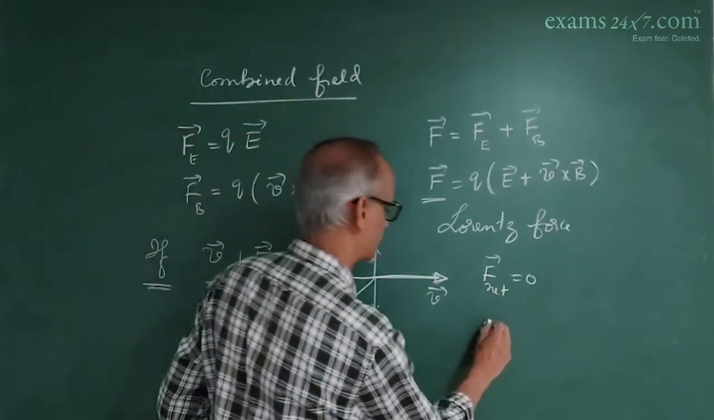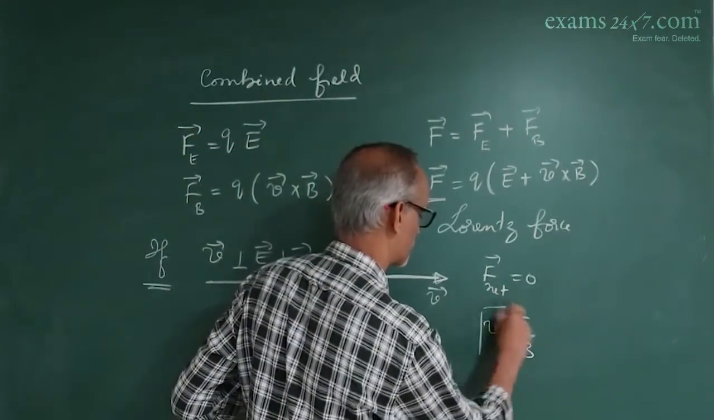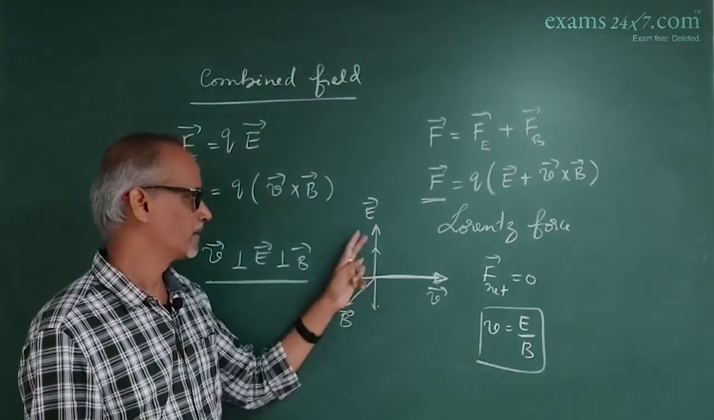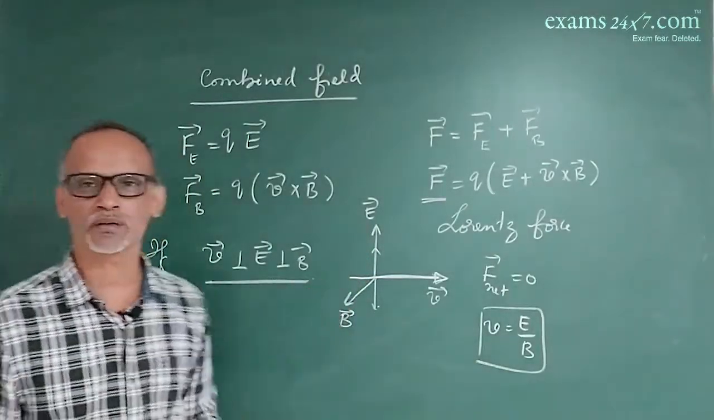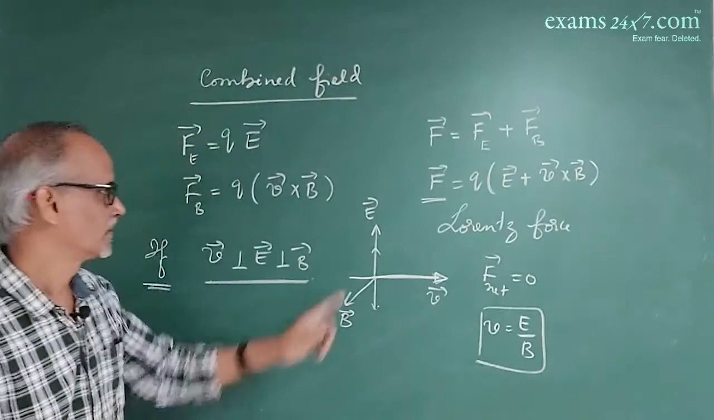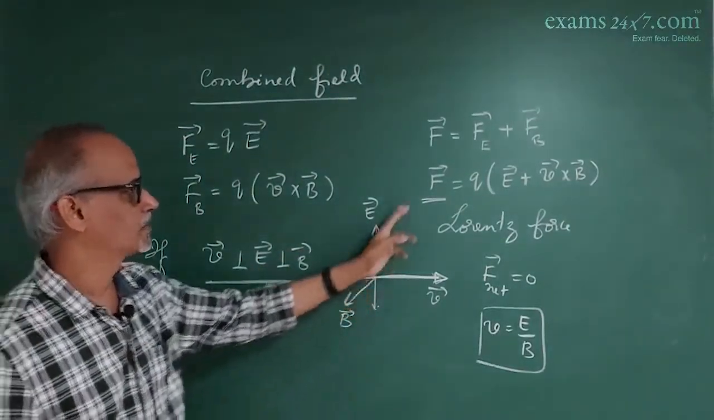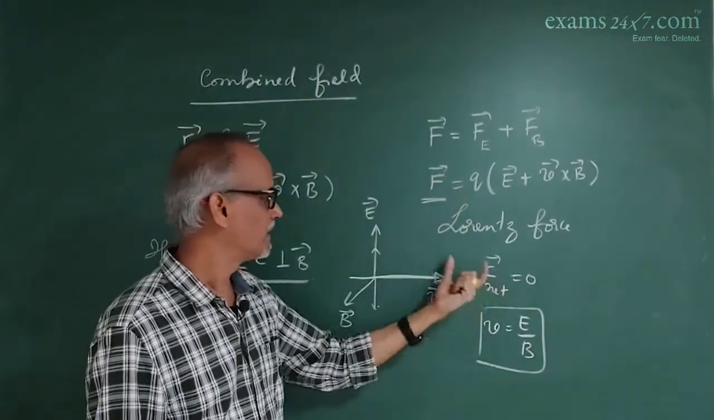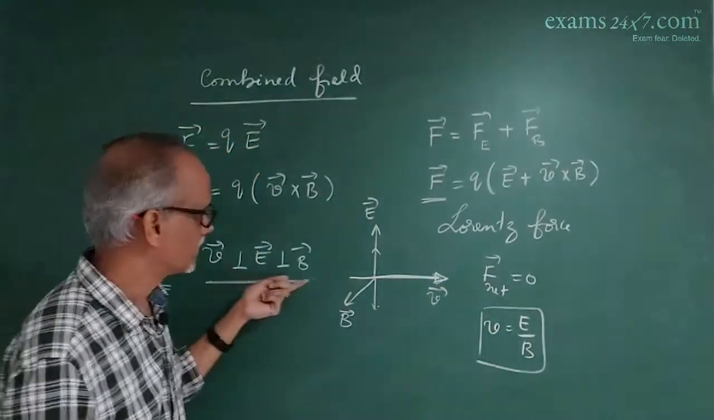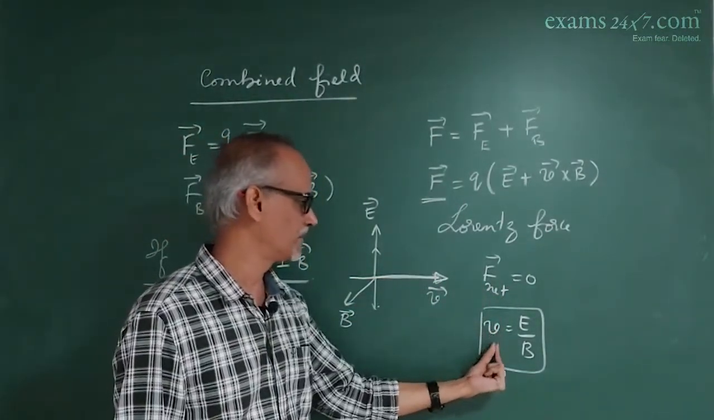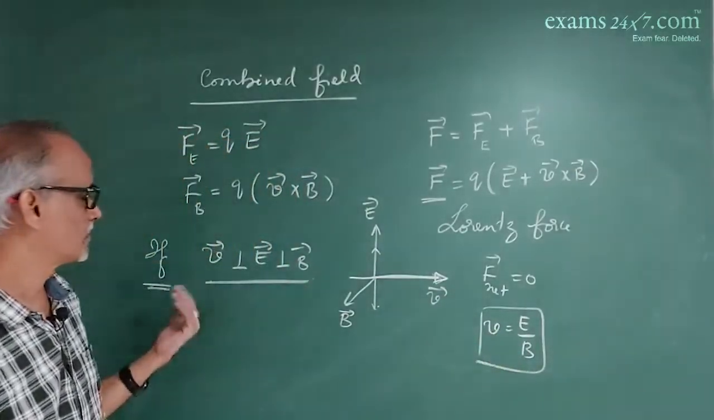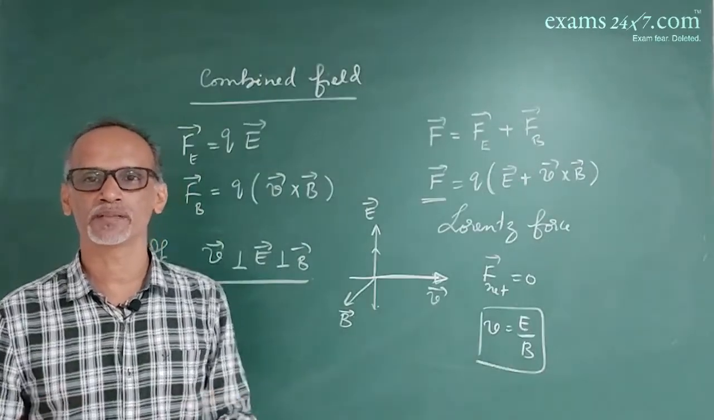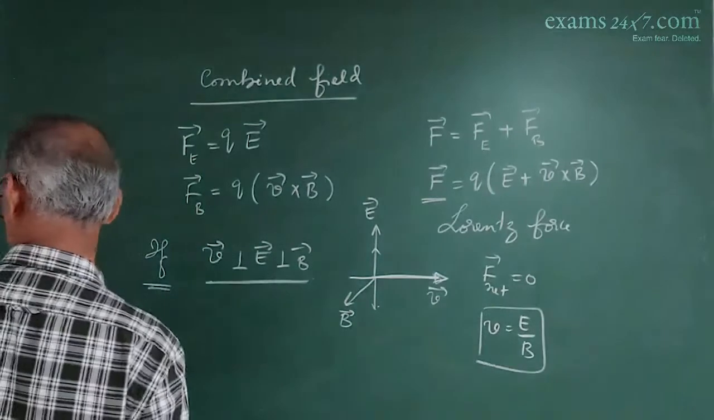And the velocity of such a particle is given by E by B. So this is the velocity of the undeflected particle moving in a combined field. It's also called a crossed field. Crossed fields means perpendicular fields, electric field and magnetic field. So this equation is used to find the net force, and if F net is 0, then the particle moves without any deviation with a velocity given by v is equal to E by B. Again, this principle is used in a device called mass spectrograph, which is used to find the mass of the elementary particles.